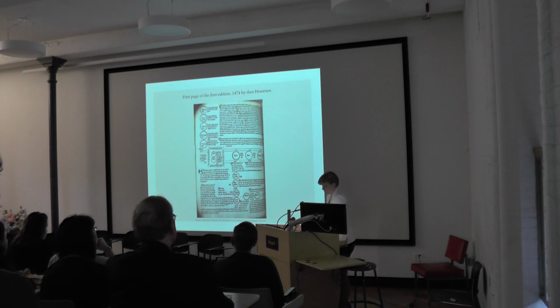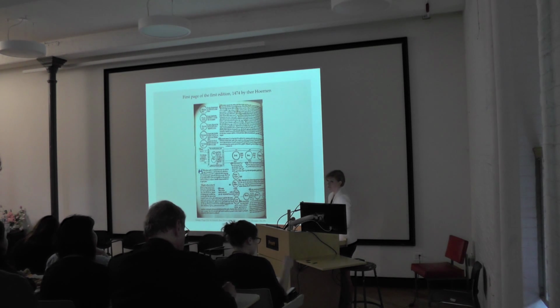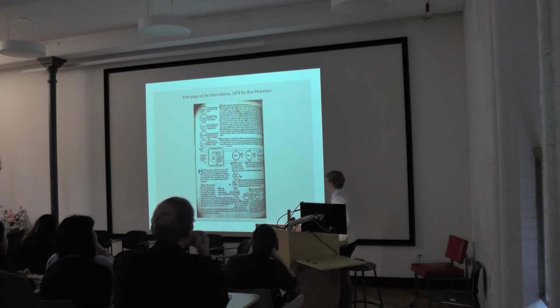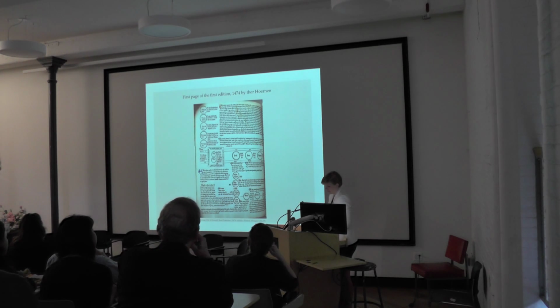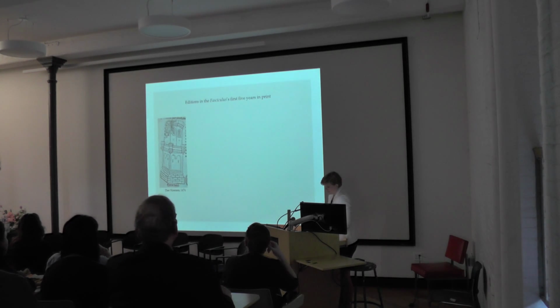This deliberate arrangement of the page, for the benefit of the reader, is a fascinating insight into the relationship between author, printer, and reader in the late 15th century. And the book itself is our best remaining evidence of how that relationship may have functioned. This is the first page, the first edition of the Fasciculus, printed in the author's home city of Cologne in 1474 by Arnold Therhoernen.